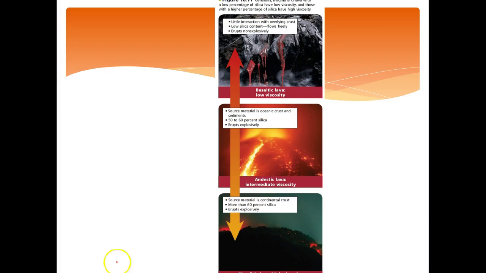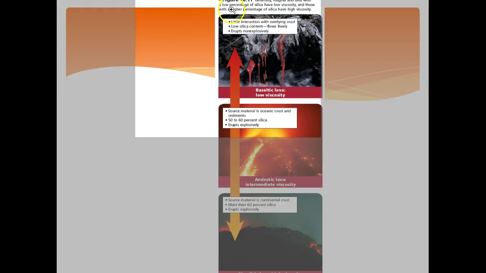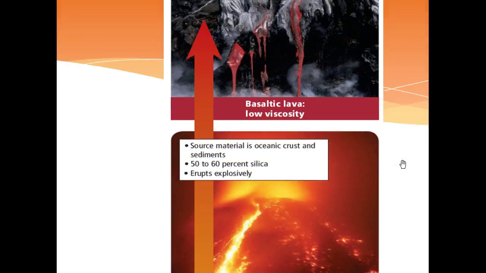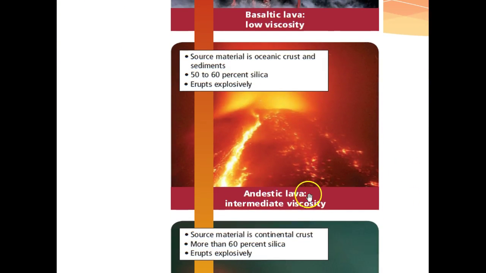This image is actually from your book. I'm going to zoom in up to the top, figure 18.11, so that means chapter 18, figure 11. And so here we have your basaltic lava. See how it kind of just oozes out there? Not explosive. Then we have your andesitic lava.